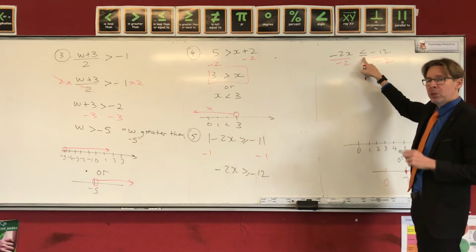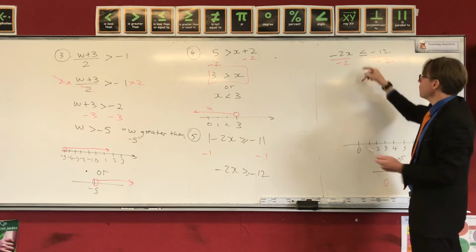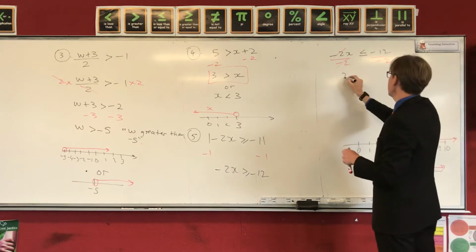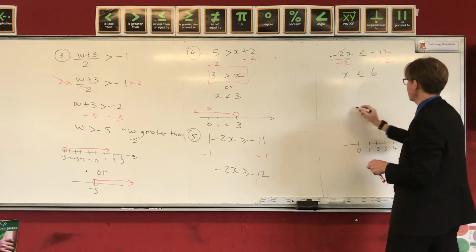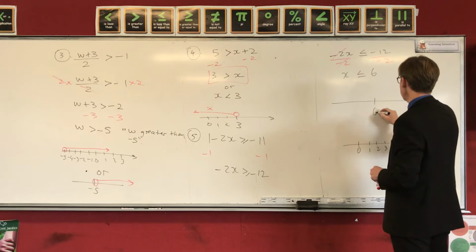I'm going to explain why that's necessary after we do the questions. Alright? Now, that gives me x less than or equal to 6, since two negatives make a positive. So on my number line here, I'm just going to put a 6.